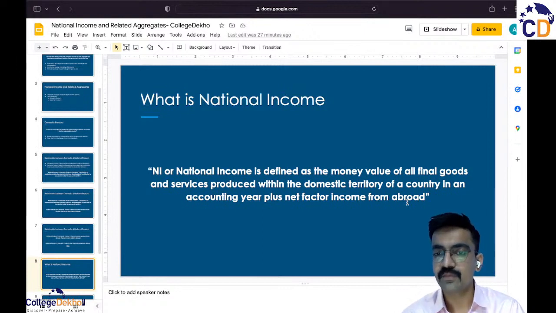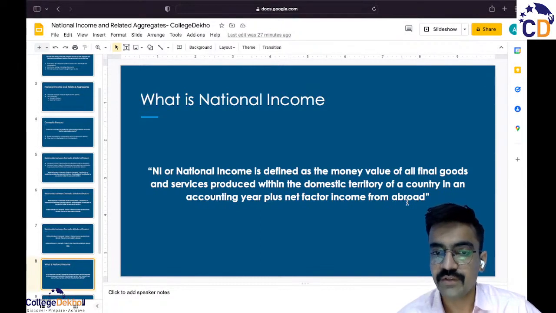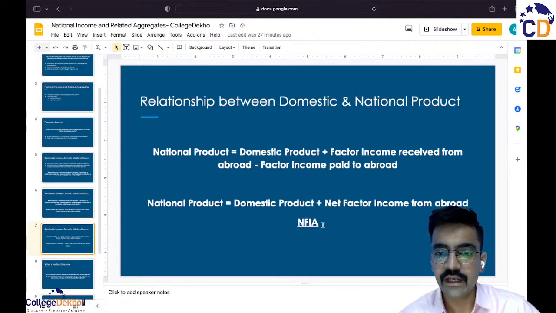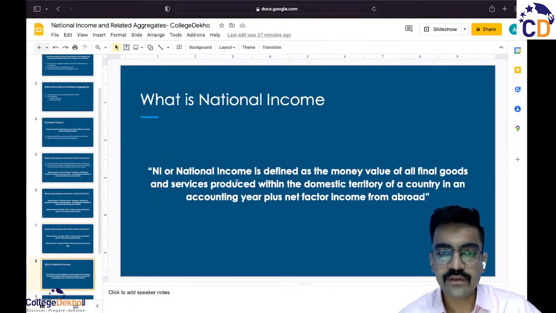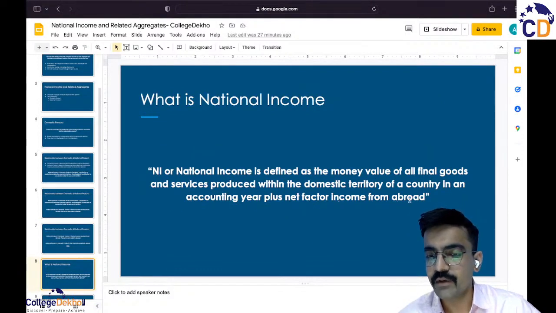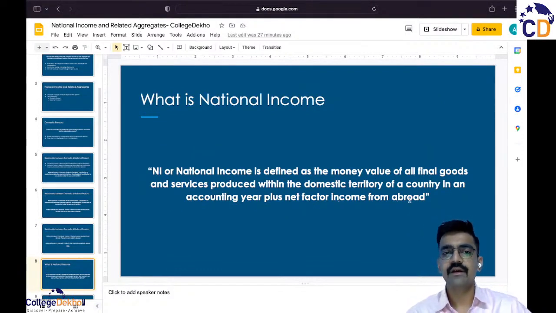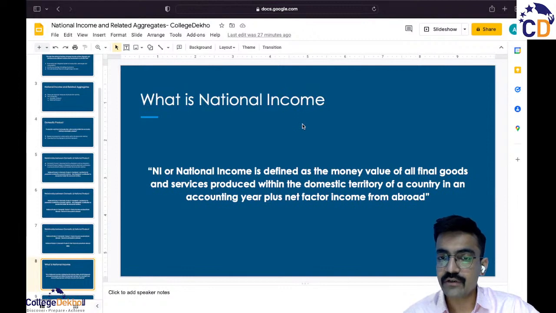within the domestic territory is added in order to arrive at the national income, which is all of this production value plus the net factor income from abroad, which we arrived at in the previous slide, the NFIA. So in this production value, the net factor income from abroad is added, and then we arrive at the national income for any economic territory or for any nation.